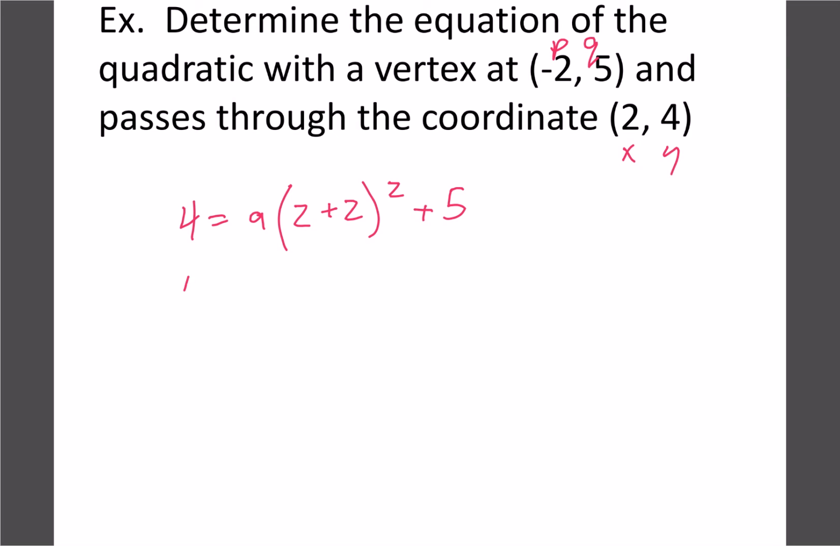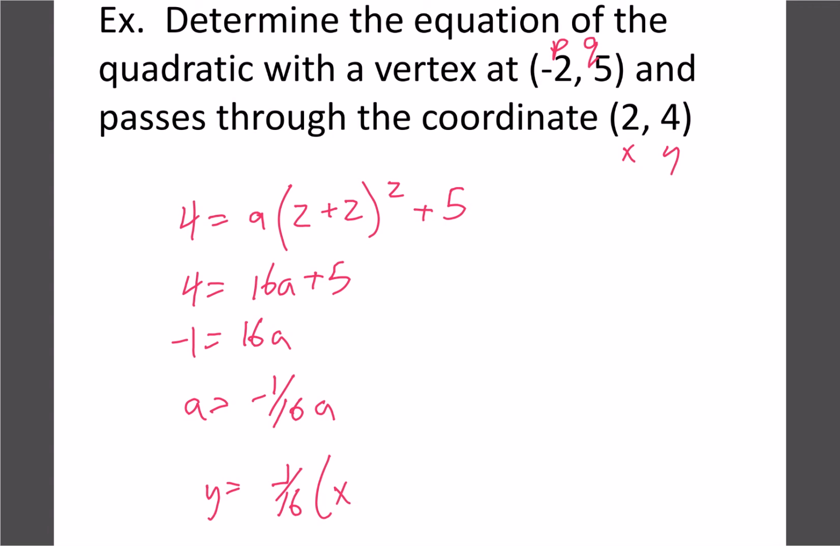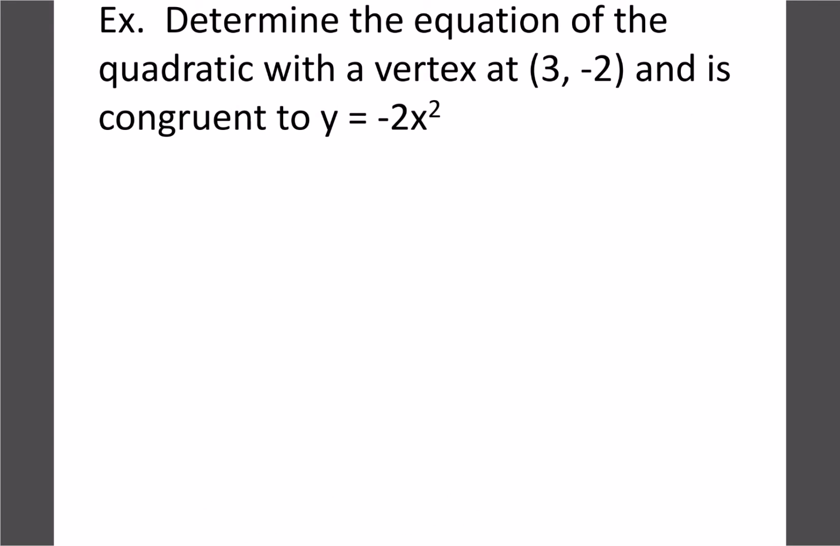And then simplify that, so we get 4 equals a times 4 squared, which is 16. Subtract the 5. Divide by 16. We get negative 1/16. So it doesn't matter whether you do decimals or fractions. Usually we just leave them as fractions, but it will work either way. So we'd have negative 1/16 times (x plus 2) squared plus 5 as our final equation.